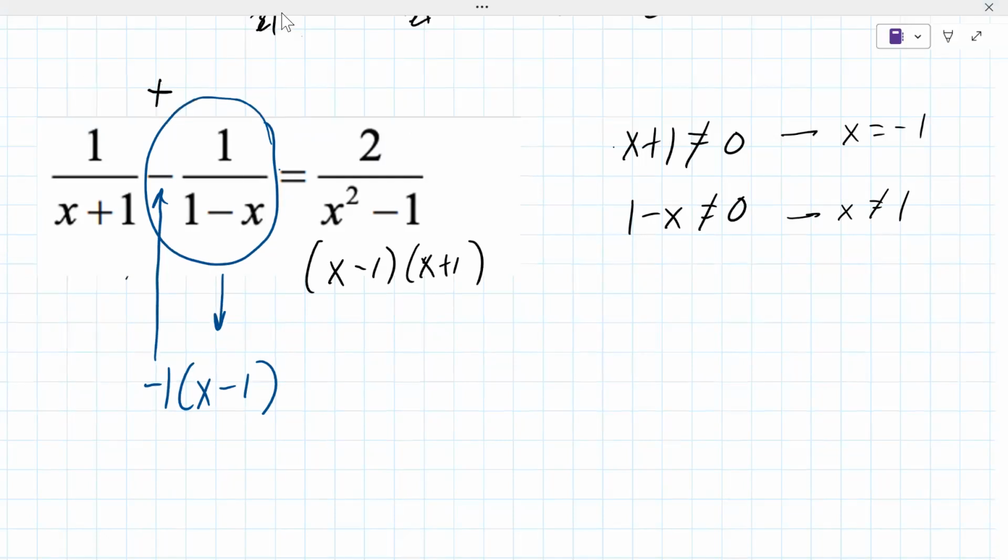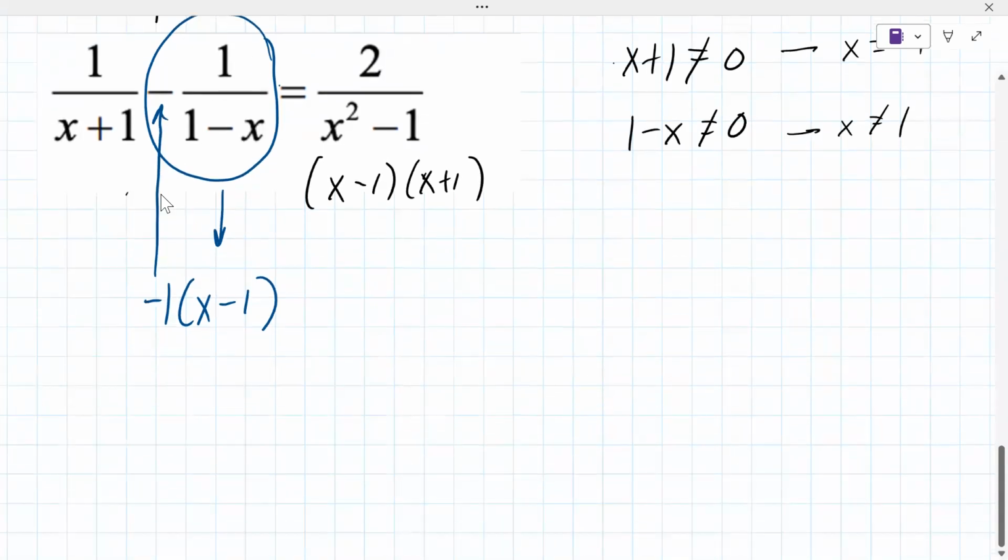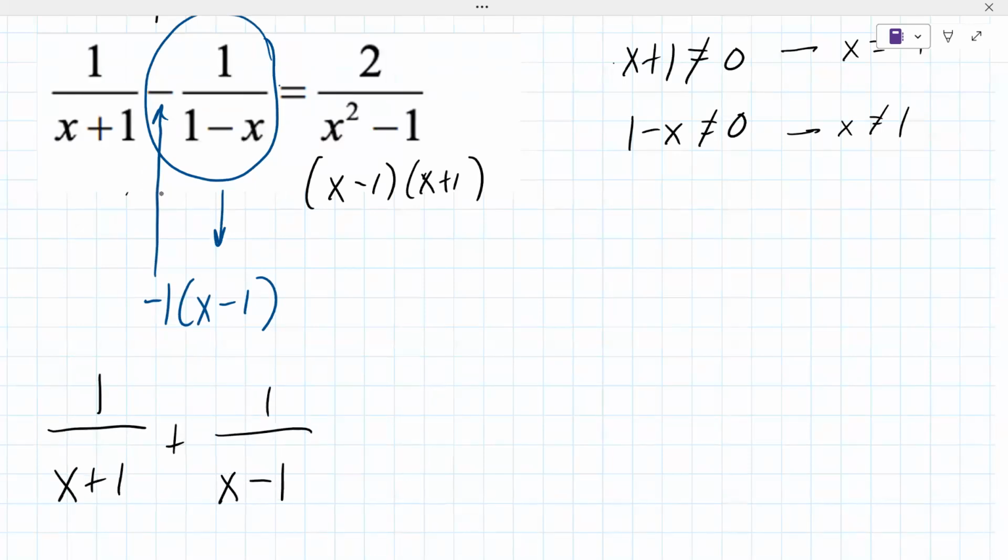Sorry, go up with what? The negative before it. Subtraction, yeah. Then that makes it net 1 plus x. 1 over x minus 1, that would be minus, equals 2 over x minus 1, x plus 1.